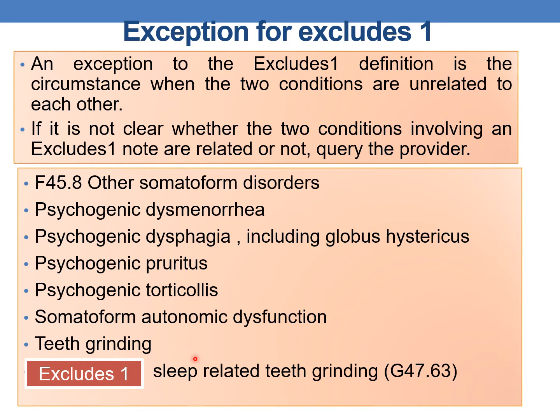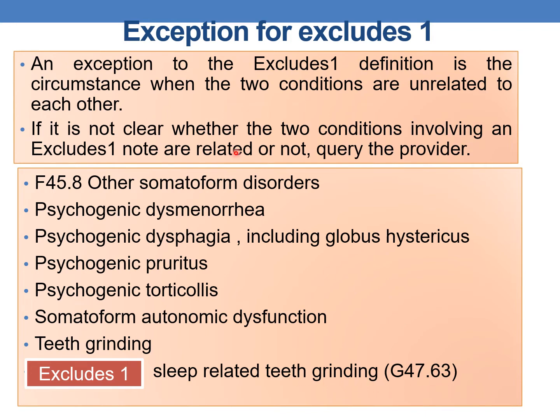Similarly, if the physician documents psychogenic dysmenorrhea for a patient, for that you need to code F45.8, and if that patient has psychogenic dysmenorrhea and sleep-related teeth grinding, here psychogenic dysmenorrhea and sleep-related teeth grinding are not related conditions. So, in that case, F45.8 for psychogenic dysmenorrhea can be coded along with G47.63 for sleep-related teeth grinding.